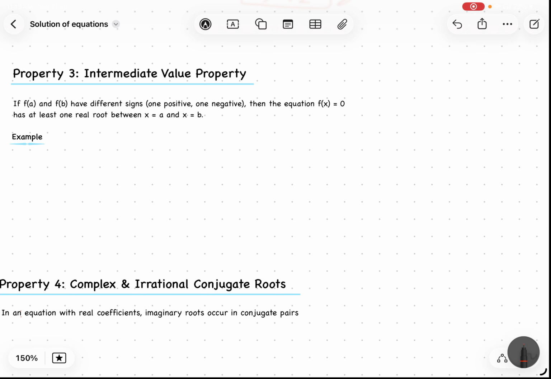Coming to property 3, the intermediate value property. It states that if f of a and f of b have different signs, one positive, one negative, then the equation f of x equals 0 has at least one real root between x equals a and x equals b. What does this mean? Consider an example. We have f of 1, which comes to minus 2, and we have f of 3, and it is 4. So then there would be roots that lie between 1 and 3.